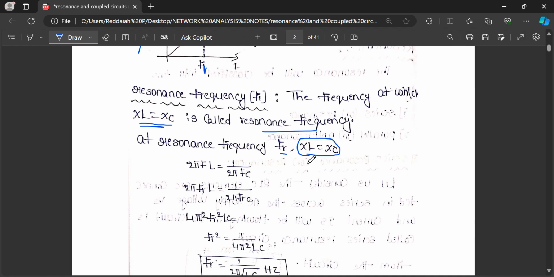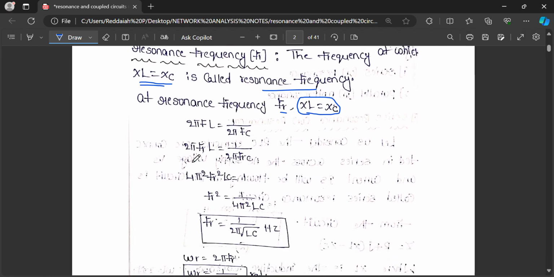What is the condition for resonance frequency? XL equals XC. If you substitute XL and XC, you get 2 pi F L equals 1 by 2 pi F C. From that, resonance frequency is 1 by 2 pi square root of LC. This is the resonance frequency condition. Suppose any circuit is there, how to calculate its resonance frequency? FR equals 1 by 2 pi square root of LC.